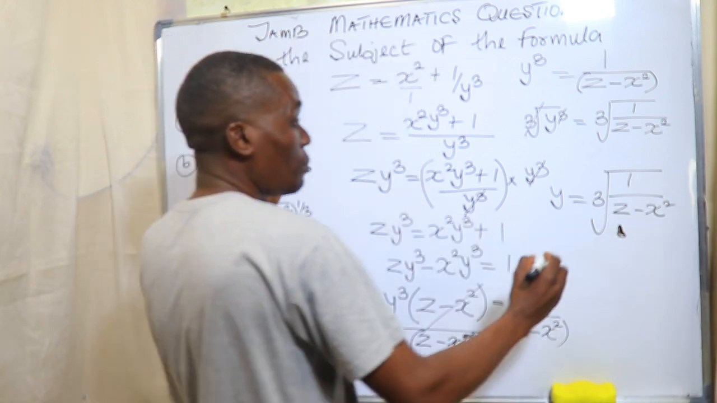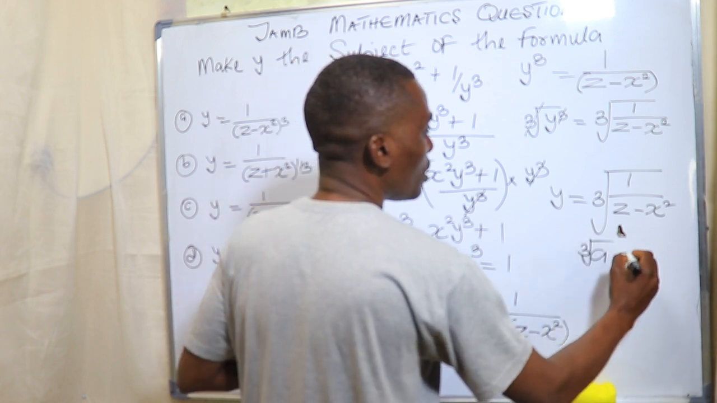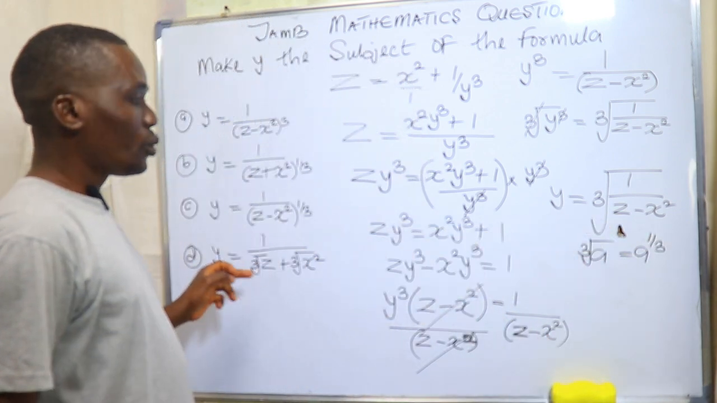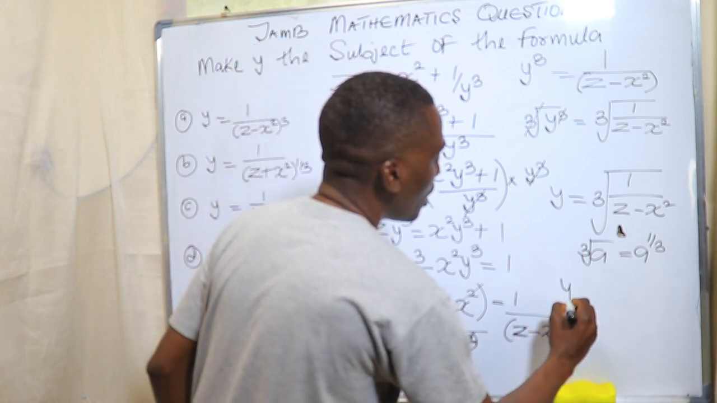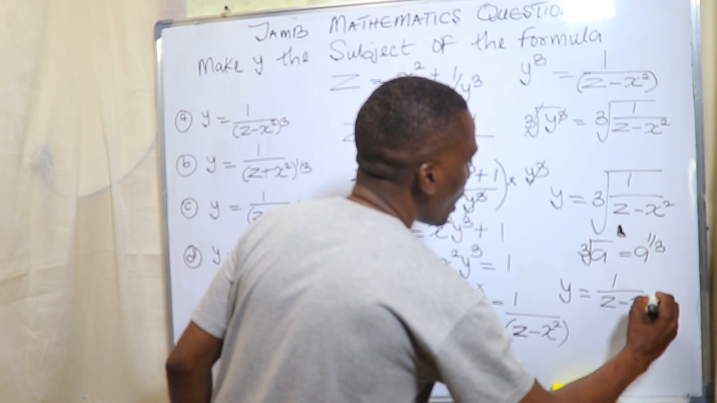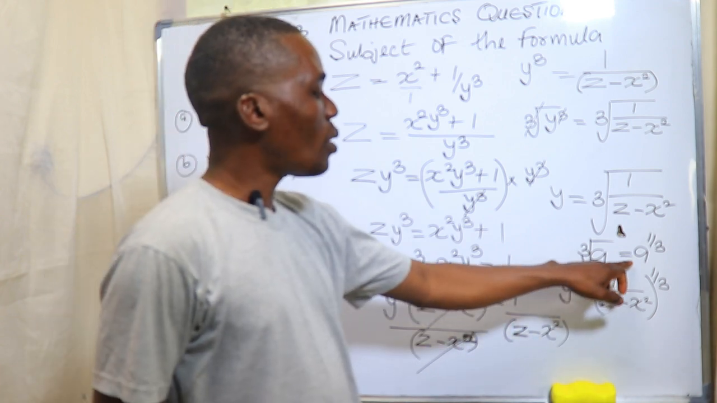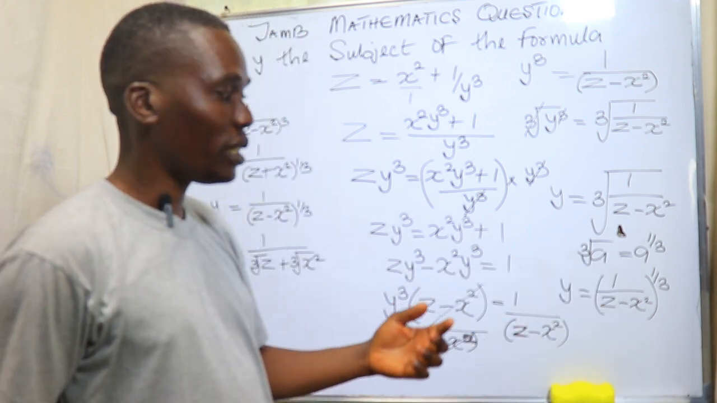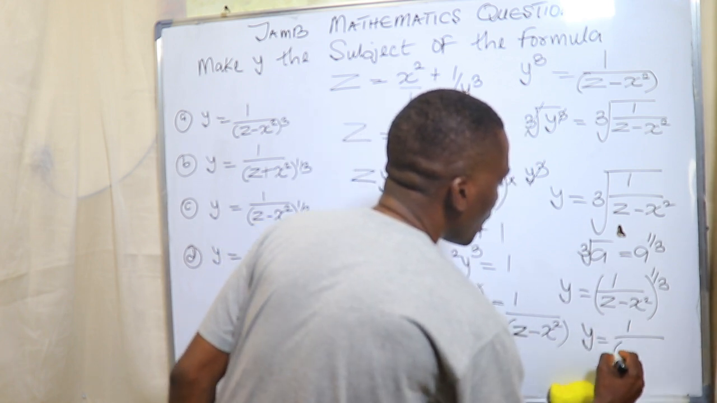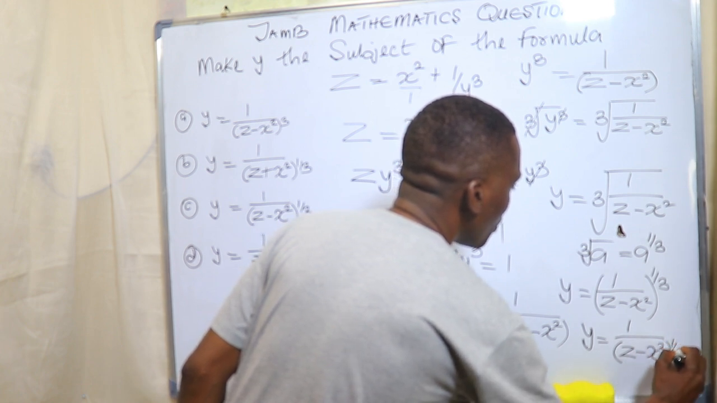And remember, for mathematics, the cube root of a is equal to a to the power of 1 divided by 3, because this type of answer no dey here. So if I use them here, I will see say my y will be equal to 1 divided by z minus x squared, all of them to the power of 1 divided by 3. Now 1 to the power of 1 divided by 3, wetin e go give me? Na still 1. So I go get my y to be equal to 1 divided by z minus x squared, and both of them to the power of 1 divided by 3.